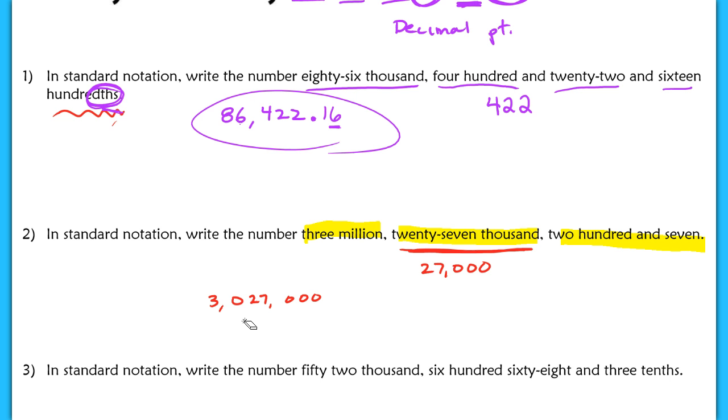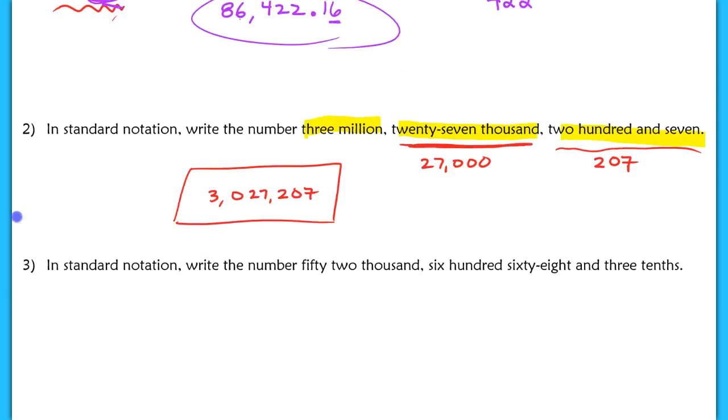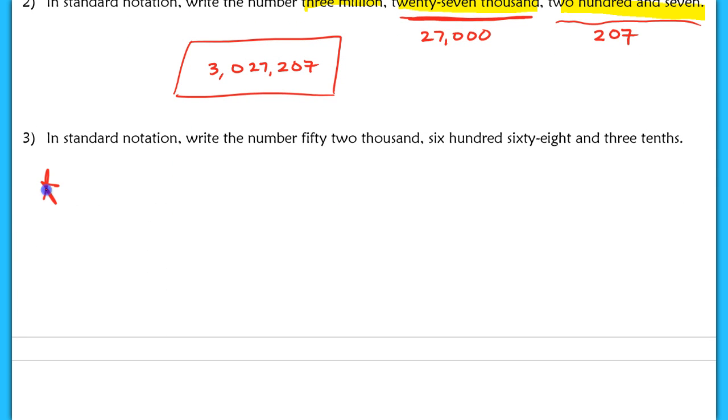The last part says 207. Now think of the number 207. 207 would look like this. So I'm going to replace all of these here with the numbers 2, 0, and 7. So my number is 3,027,207. Now the next question is one that I'm going to leave you guys to do. So you guys are going to do problem 3 on your own. So pause the video, try that one, and you're going to check that in when you check in your notes.